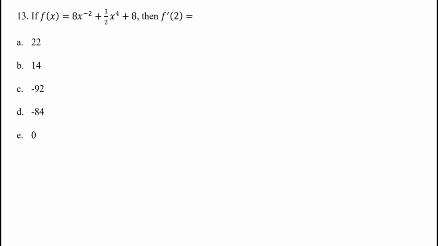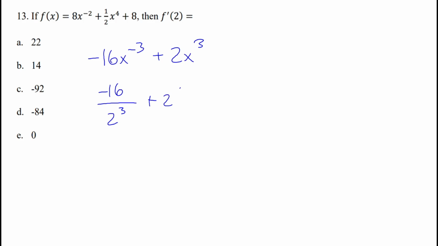For number 13 here, we just want the derivative of this at 2. So the derivative of 8x to the negative 2 should be negative 16x to the negative 3. And then the derivative of 1/2 x to the 4th, also using the power rule, should be 2x cubed. We're just going to evaluate this at 2, so that'll be negative 16 over 2 cubed, right? Because x to the negative 3 means drop that power to the denominator.